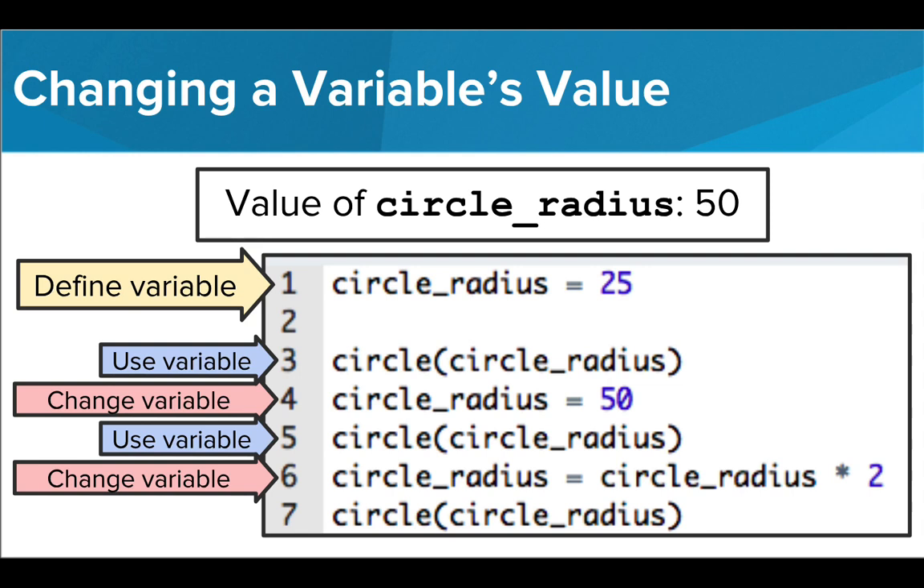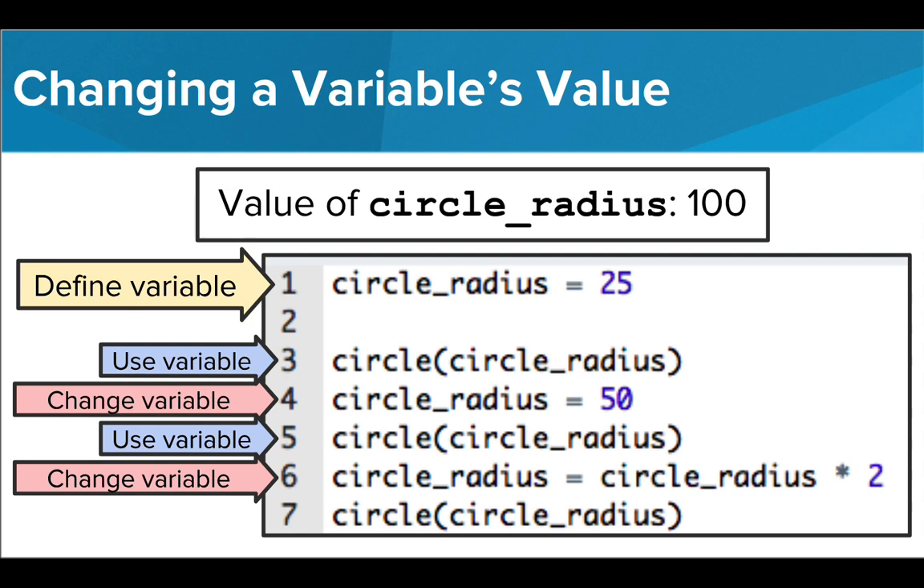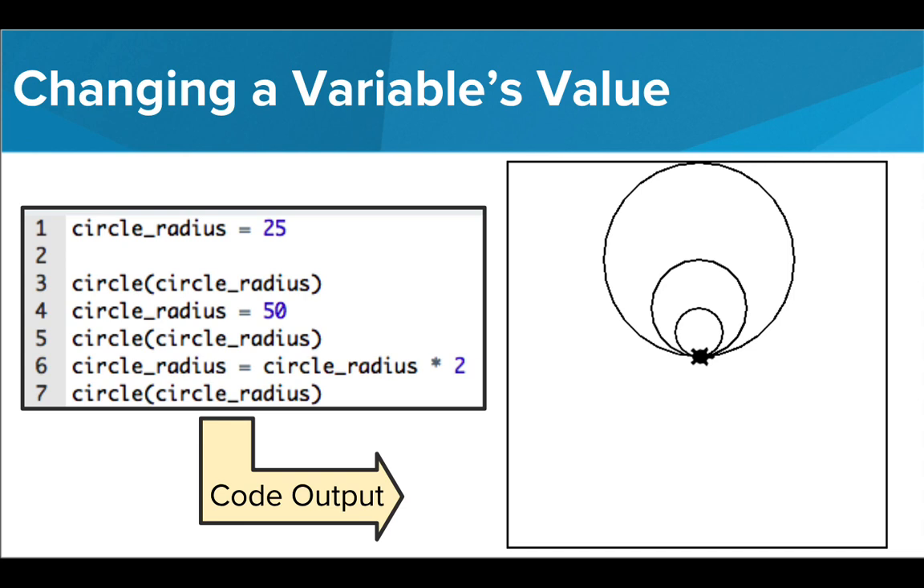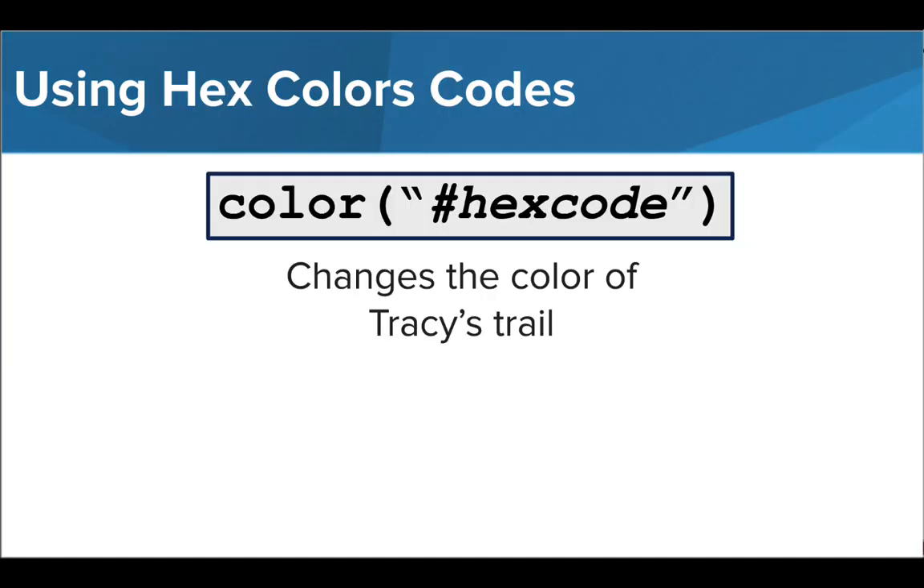On line 6, we are using an equation to change the value of our variable. We are taking the previous value of the variable, which is 50, and multiplying it by 2. So our variable now has a value of 100. When we use our variable for the last time on line 7, our circle will have a radius of 100. When we run this code, our output will be 3 circles with radius values of 25, 50, and 100.